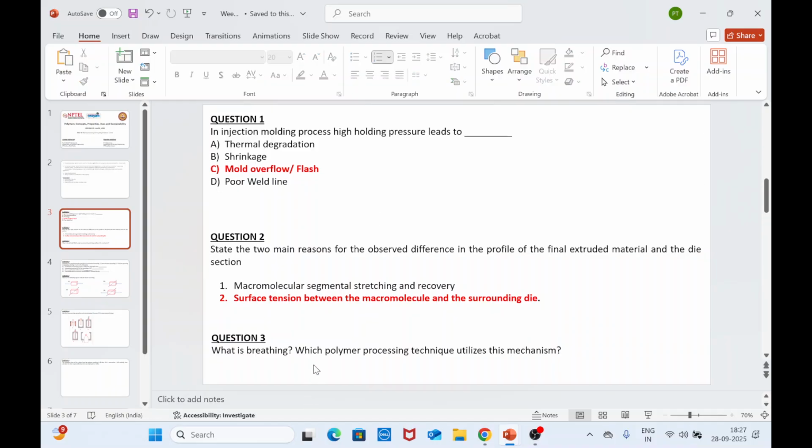So let's come to question number 3. What is breathing? Which polymer processing technique utilizes this mechanism?